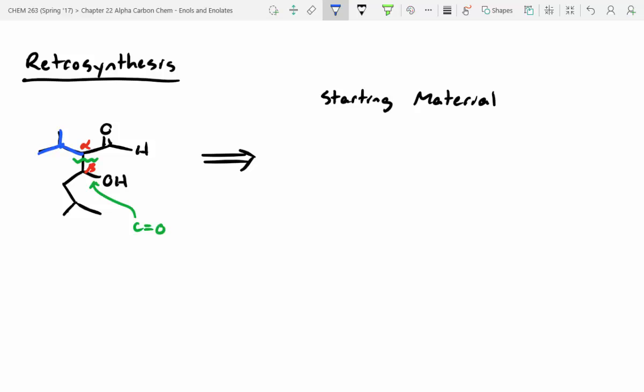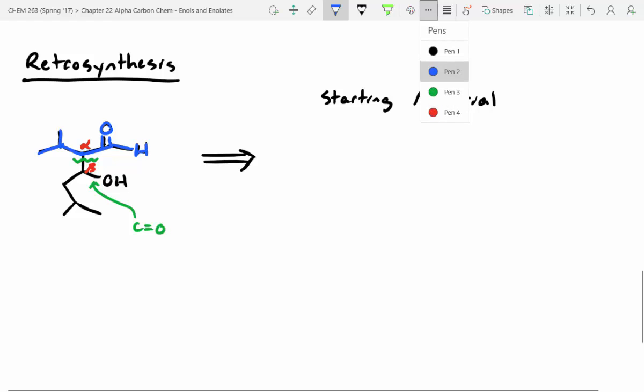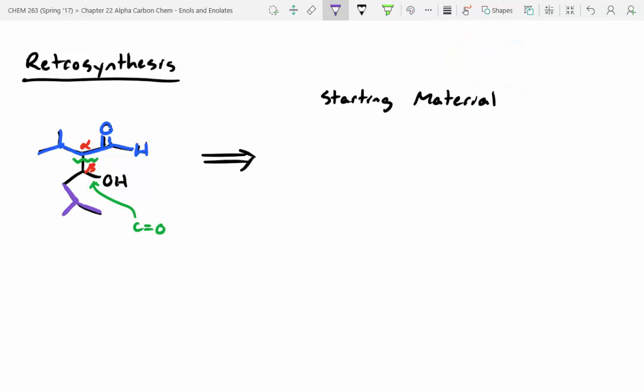Okay. So if we look at it, we can try to color code it even. So I'll just highlight this in blue. Say, all right, this must have been one portion of our starting material. And let me change colors here. And then I'll do the other one in purple. And then this must have been my other starting material.